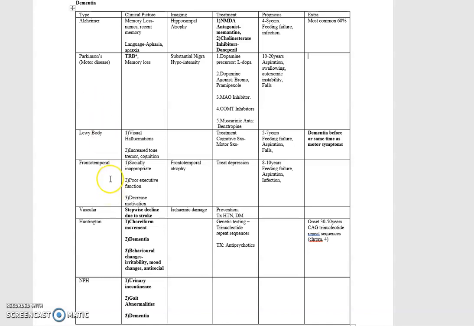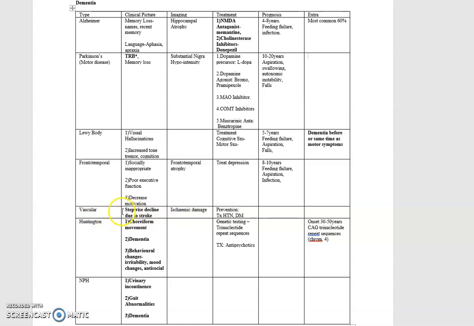Then we have frontotemporal dementia. In frontotemporal dementia, we have problems with socially inappropriate behavior and utterances, poor executive function, and decreased motivation. The treatment, most of the time, is to try to treat the depression that is associated with frontotemporal dementia.